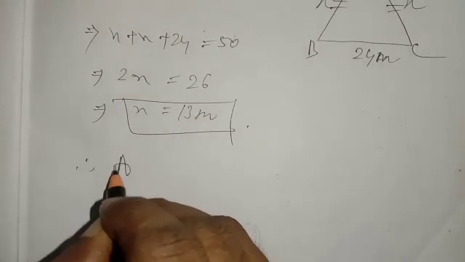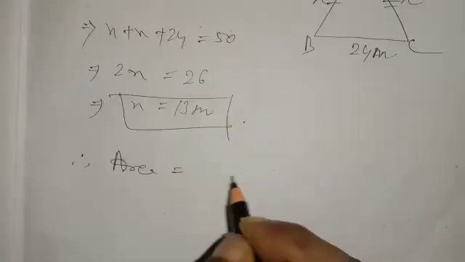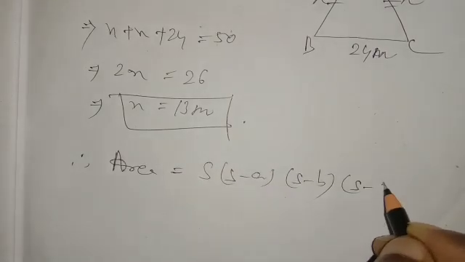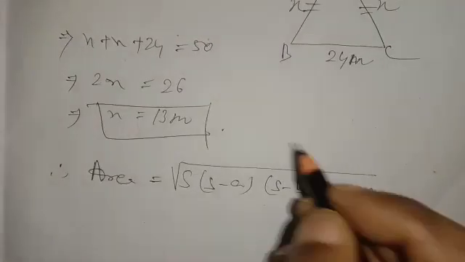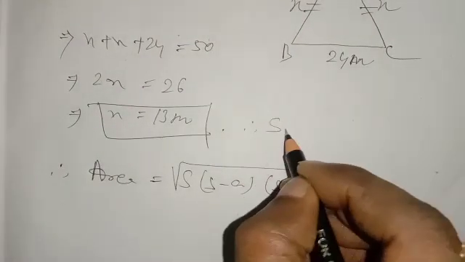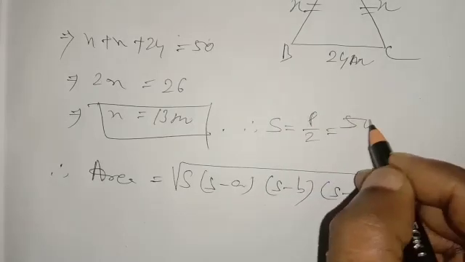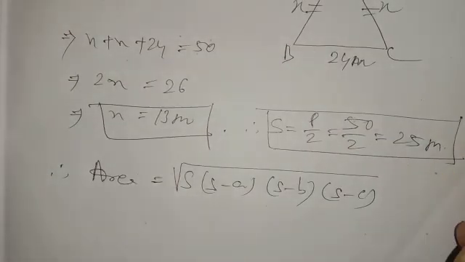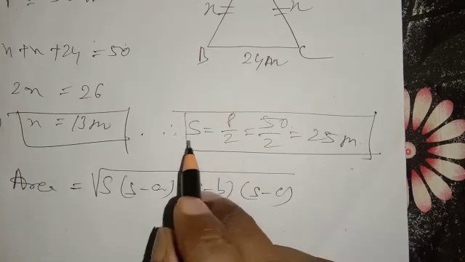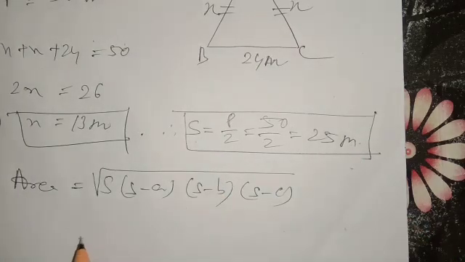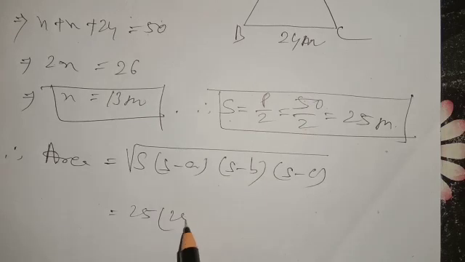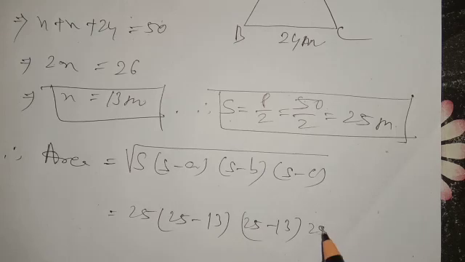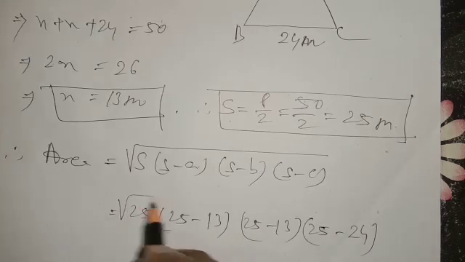Therefore the area of the triangle, the formula will be the root of s into s minus a, s minus b, s minus c. S means semi perimeter, which is perimeter by 2. Perimeter is 50, 50 by 2 equals 25 meters. The perimeter 50 is given in the question, so the semi perimeter S is equal to 25 meters. Now put this value: 25 into 25 minus 13, 25 minus 13, 25 minus 24, all under the root.